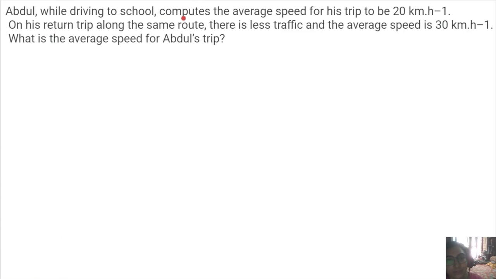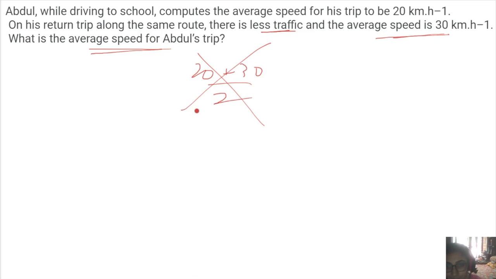Abdul, while driving to school, computes the average speed for his trip to be 20 km per hour. On his return trip along the same route, there is less traffic and the average speed is 30 km per hour. So what is the average speed of Abdul's full trip going and back? So on seeing this question, you will be tempted to just add the speeds and divide it by 2, but that is not how we calculate average speed, right?